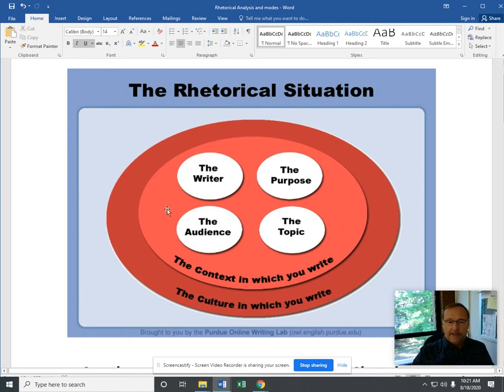All right, so we see this. Those are the four basic components. And then surrounding that is the context in which you write, and that is the physical context, what's going on, the historical context. And when we see pieces by authors such as Langston Hughes, who wrote in the Harlem Renaissance.